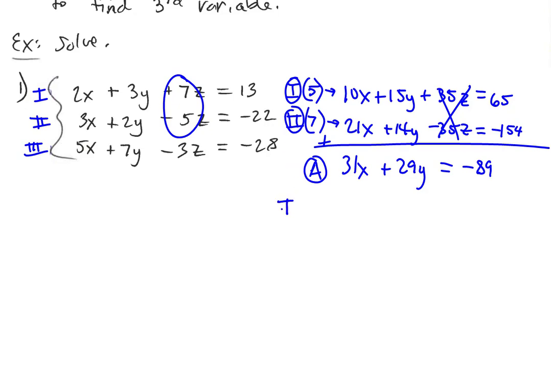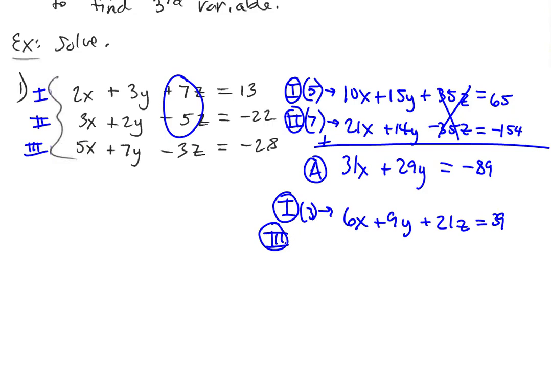So if I pick equations 1 and 3 next to work on, I need to eliminate their z coefficients. Notice they're currently a positive 7 and a negative 3. We'd like to get those to be opposites. The least common multiple would be 21. So I could multiply equation 1 by 3. That would give us 6x plus 9y plus 21z equals 39.